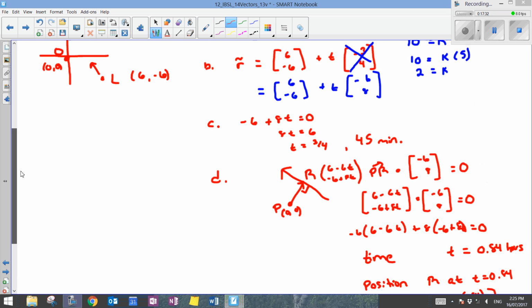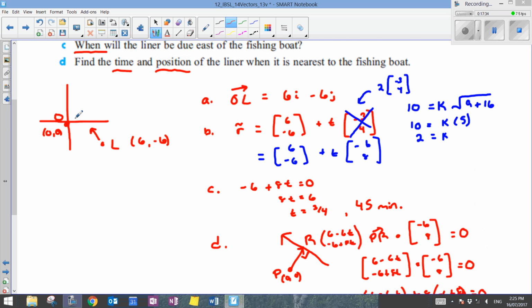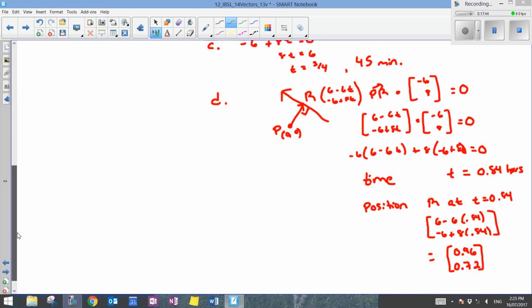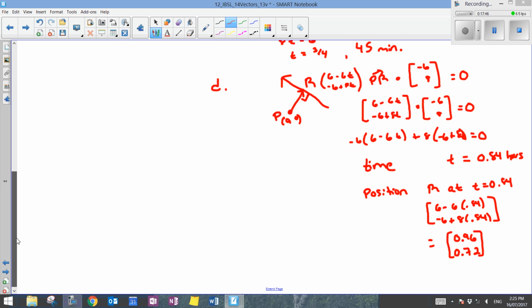If you think back to our picture, (0.96, 0.72) is very close to (0, 0). So it's pretty much when it's about there. That's when it's the closest. So it does wind up working with our little sketch from earlier. All right, guys, so that satisfies that one.